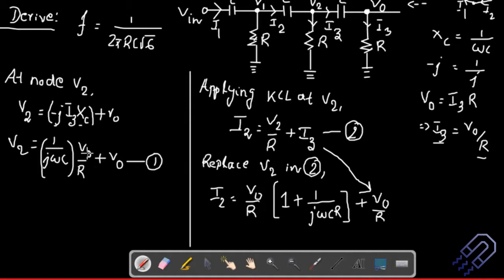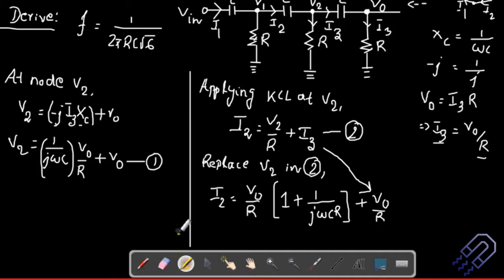So in place of V2, I can just take V0 common here. So this will be V0 divided by R. Within bracket, it will be 1 by j omega CR, and we have 1 left. So to simplify this, you should actually get this equation. And you can actually simplify this further.